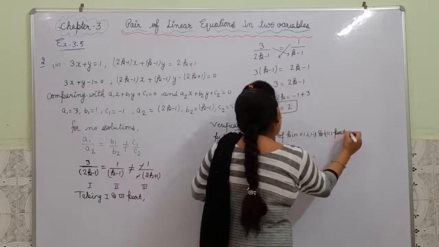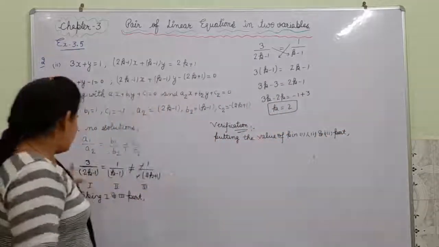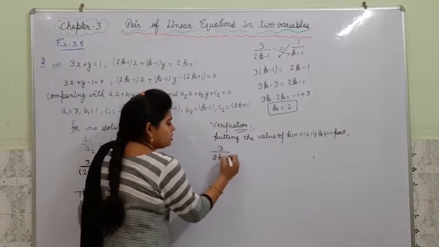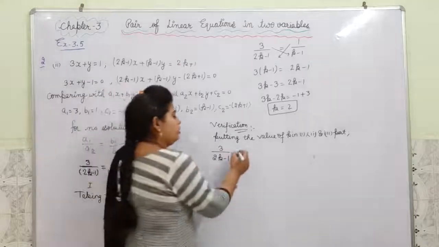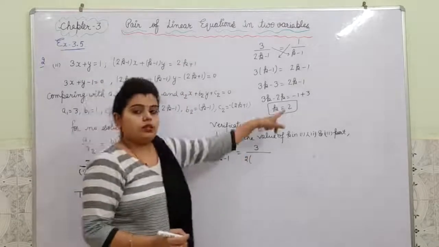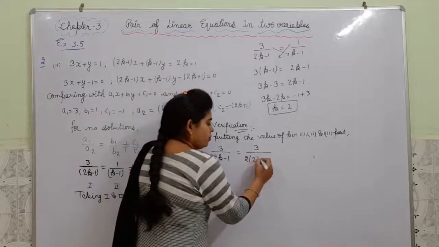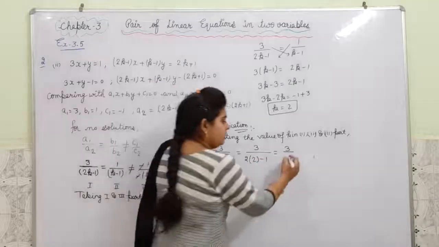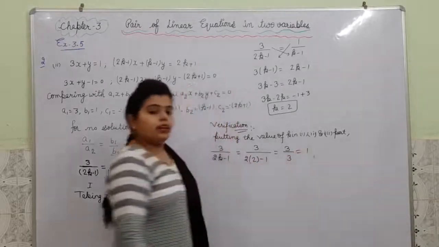Now first part is 3 upon 2k minus 1. For it, 3 upon 2 into 2, k is 2, minus 1 means 3. 2 2s are 4, 4 minus 1 is 3. But we are getting 1.